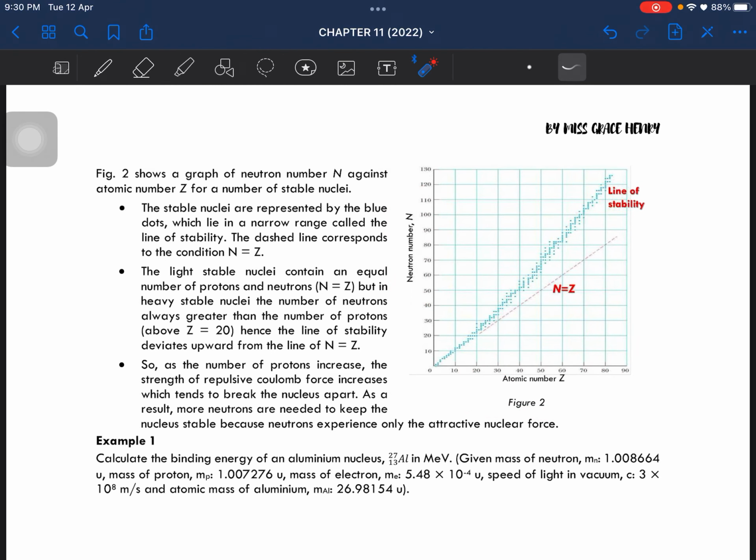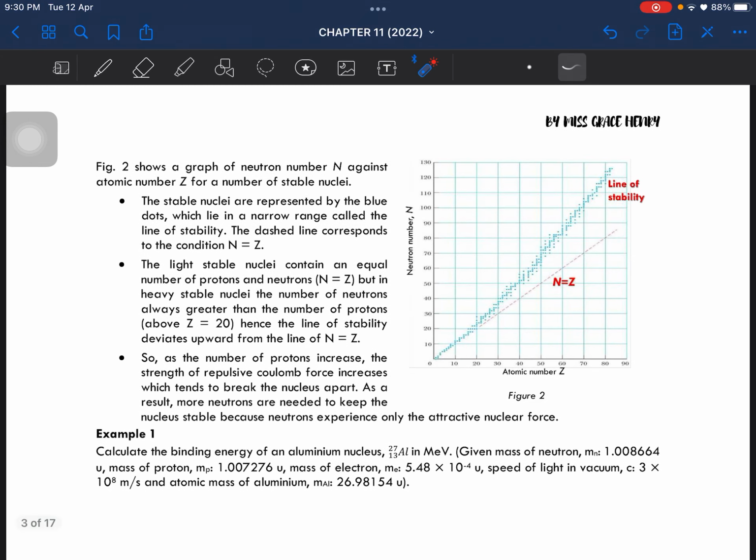This figure shows a graph of neutron number against the atomic number for a number of stable nuclei. The stable nuclei are represented by the blue dots shown here, which lie in a narrow range called the line of stability. The dashed line corresponds to the condition N equal to Z. Light stable nuclei contain an equal number of protons and neutrons, but in heavy stable nuclei, the number of neutrons is always greater than the number of protons.